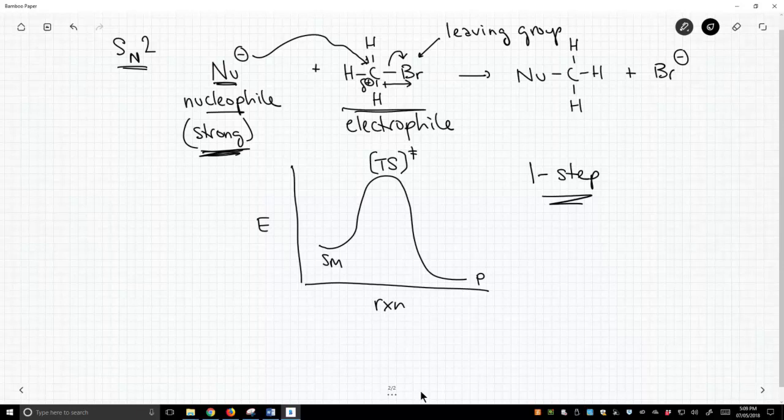The nucleophile is what drives this reaction and forces it to occur. If you want to do an SN2 reaction and you don't have a good nucleophile, you will not do an SN2 reaction. So the strong nucleophile is the key feature for the SN2 reaction.